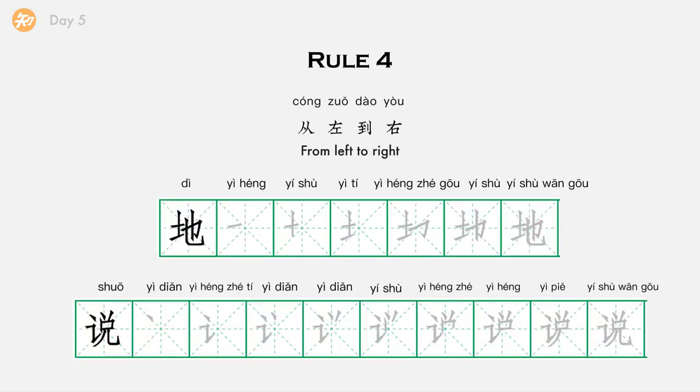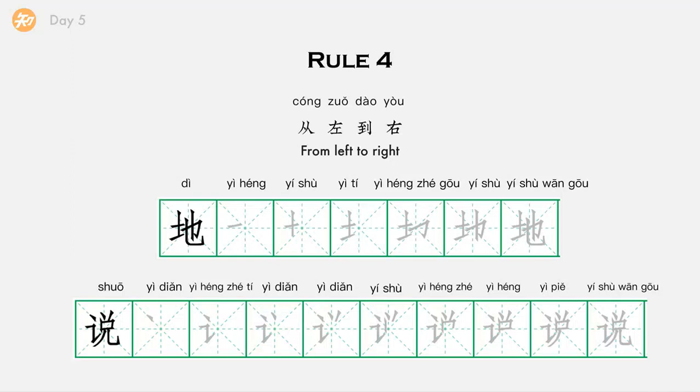Rule number 4. From left to right. 从左到右. 左 means left. 右 means right. So, here's the first example of 从左到右. It's called 地 in Chinese, which means earth.